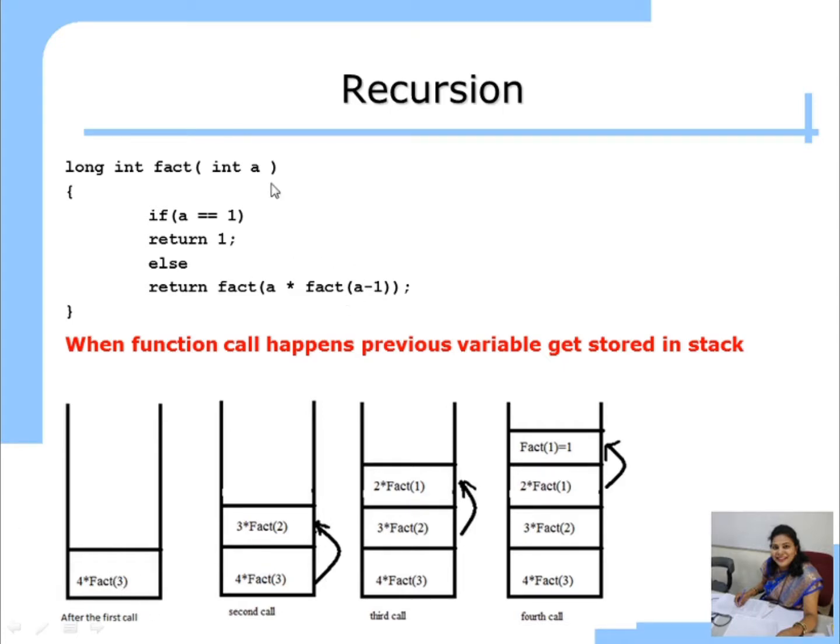Again see, now a has become 3. Is 3 equal to 1? No. So 3 factorial is nothing but 3 into (3 minus 1), 2 factorial. So 3 factorial is nothing but 3 into fact of 2. Again control comes here, a becomes 2. Again, is 2 equal to 1? No. Again, 2 factorial is nothing but 2 into fact of (2 minus 1), fact of 1. Till now, we have called this function factorial 3 times: 1, 2, 3. So all the function calls that happen get stored in the stack.